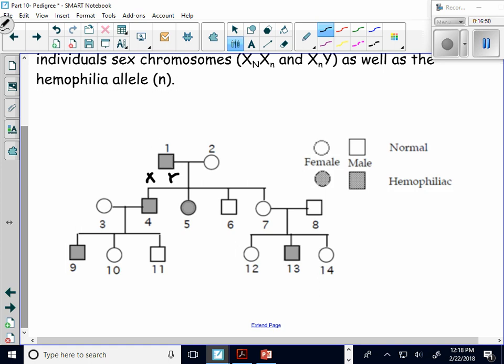I'm going to leave space between them. A circle is what? An XX. So I'm just going to go through and put my X's and Y's in. My X's and my Y's.